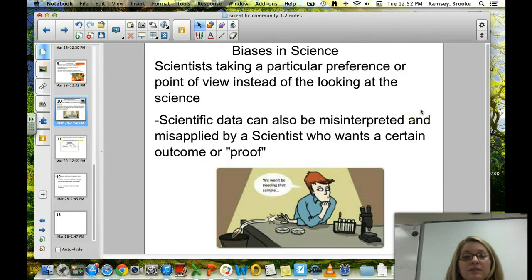Bias is when scientists take a particular preference or point of view and they're looking for something that they personally want to find. So for example, here's a great picture down here, and we see a scientist who's doing an experiment in 3 Petri dishes. When he finds his results, he sees that 2 of the Petri dishes have results that he wants to find, and the other one does not. So he's kind of tossing it in the trash and saying that it doesn't matter, he doesn't need that sample. So he's being biased. Scientific data can also be misinterpreted and misapplied when a scientist wants a certain outcome, kind of like this picture below.